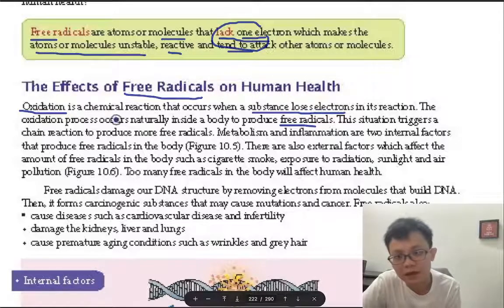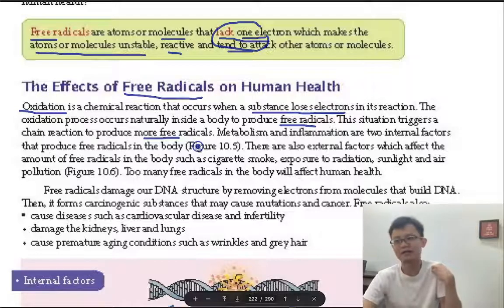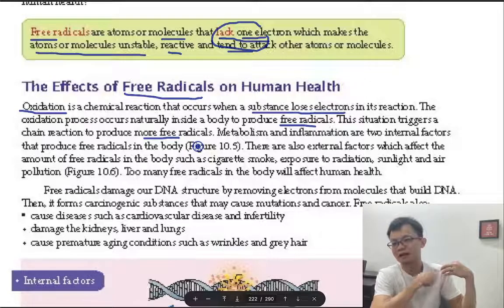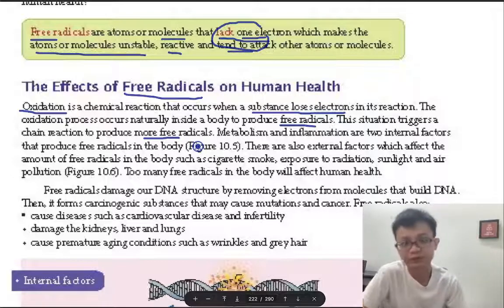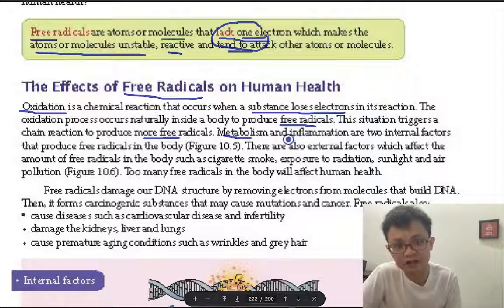So if you take the electron, it triggers a chain chemical reaction to produce more free radicals. Oh my goodness. If this one doesn't have, then it takes from here, and that one takes from here, and so on. Then the body starts to have problems. Metabolism and inflammation are the two factors that produce free radicals.